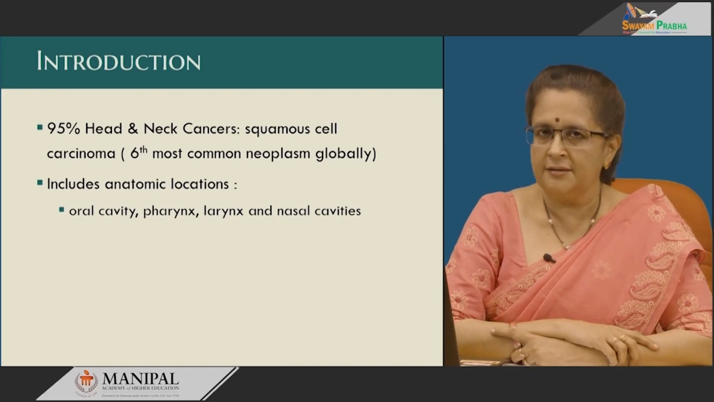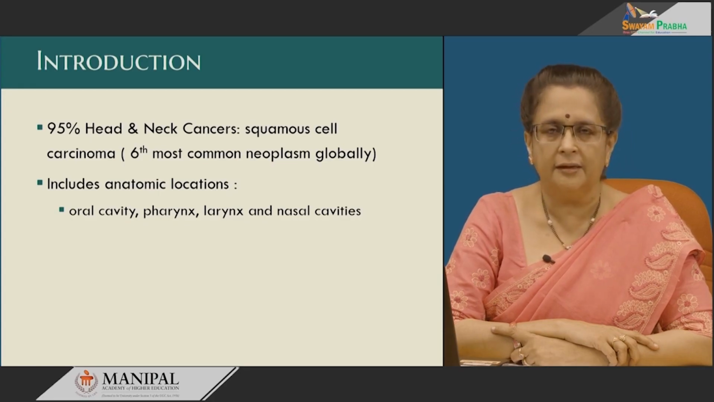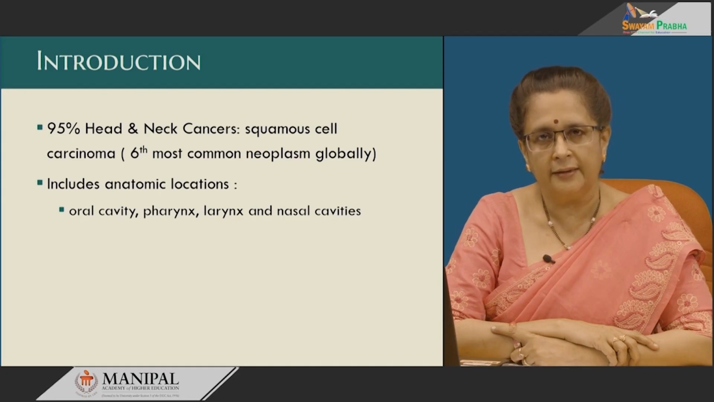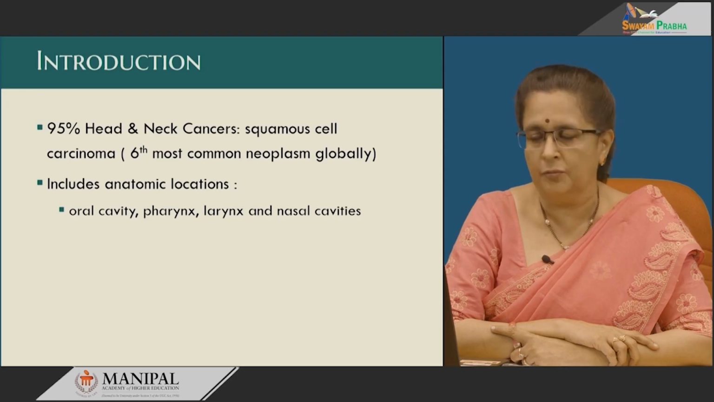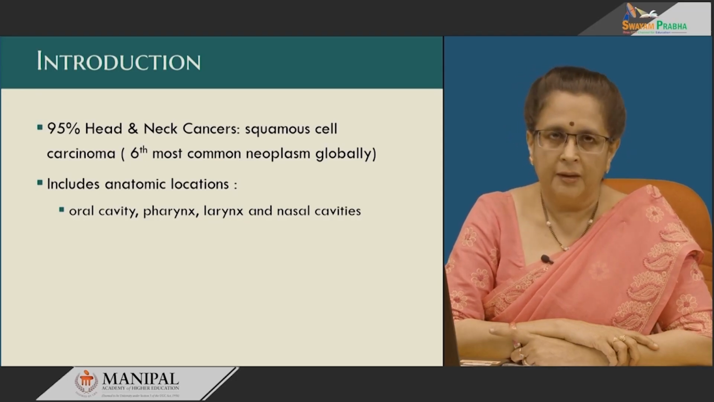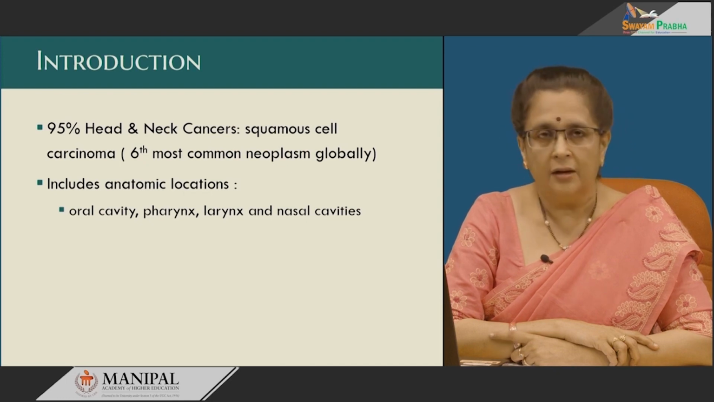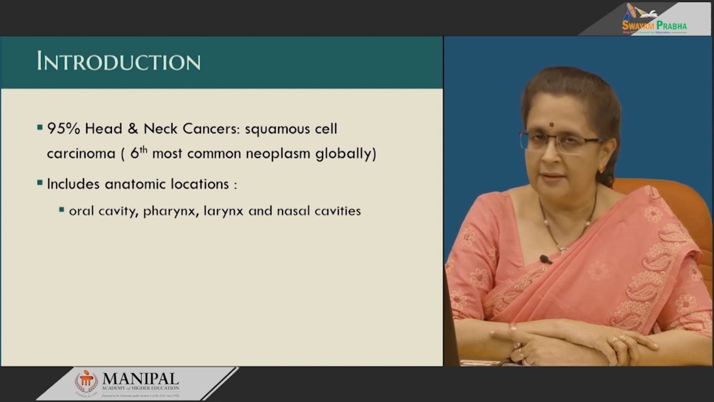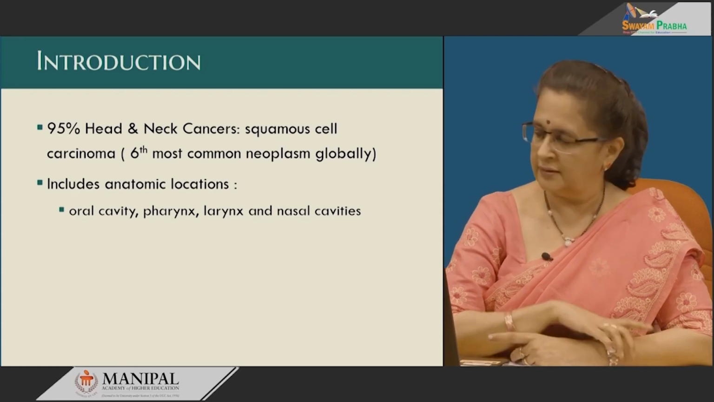What they have noticed is that 95% of head and neck carcinomas are squamous cell carcinomas. The remaining 5% are mostly the salivary gland tumors. Now, these head and neck squamous cell carcinomas are the 6th most common neoplasm globally. Whenever we say head and neck carcinomas, these include malignancies occurring in the following anatomic locations: oral cavity, pharynx, larynx and the nasal cavities. Today, we will be concentrating on oral cavity, pharynx, especially the oropharynx.